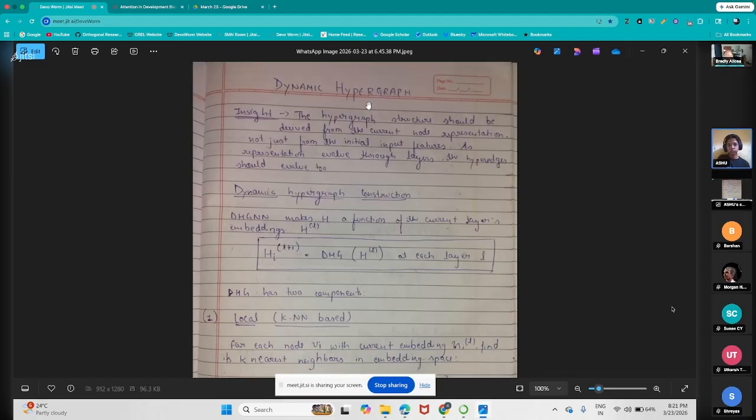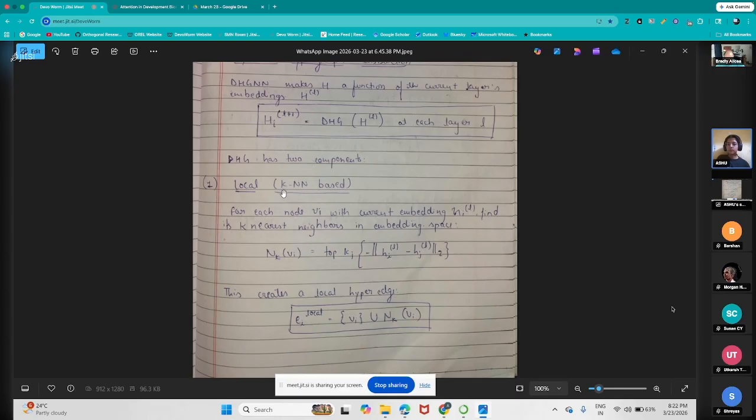For dynamic hypergraphs, the insight is this: the hypergraph structure should be derived from the current node representation. We all know that the neural network grows by time, so the hypergraph should also evolve. This is the mathematical equation which will represent the current layer. The dynamic hypergraph should evolve layer by layer. There are two points. Firstly, the local, which is GNN based.